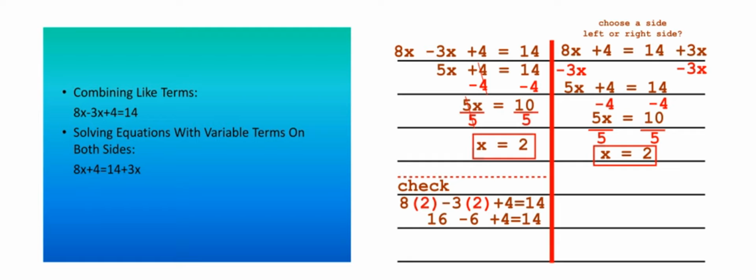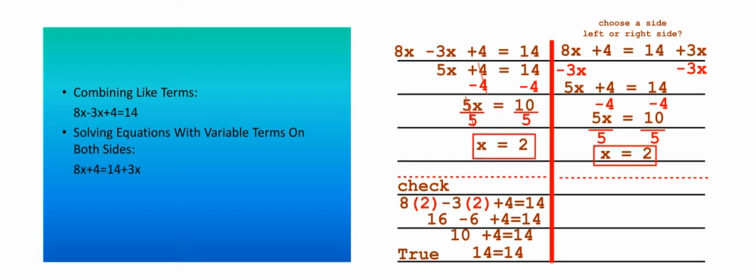We bring down the 4 and the 14. And now we combine them or simplify. 16 minus 6 gives us 10. Plus 4 will give us 14. So 14 equals 14. Is this true? You got it. It's true. They're equal. 14 does equal 14, so that means our solution of x equals 2 is correct. If we would have gotten a different value, such as 10 equals 14, then we would have to go back and retry the problem up above or check and see if we missed signs by any chance.